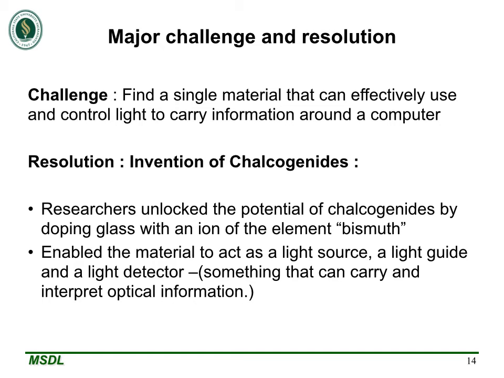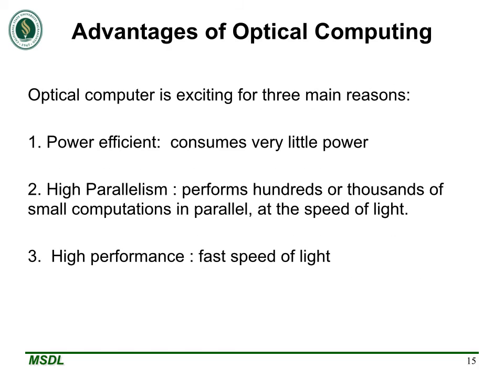So, researchers have unlocked the potential by doping glass with an ion of the element bismuth. This has enabled the material to act as a light source, a light guide, and a light detector, something that can interpret optical information. In doing so, this could transform the computers of tomorrow, allowing them to effectively process information at much faster speeds.